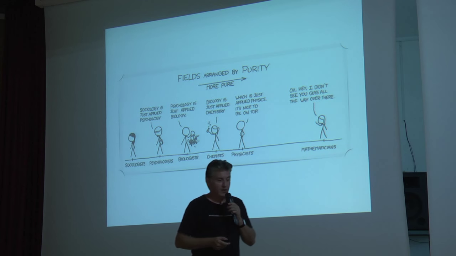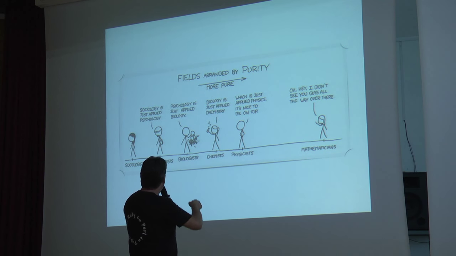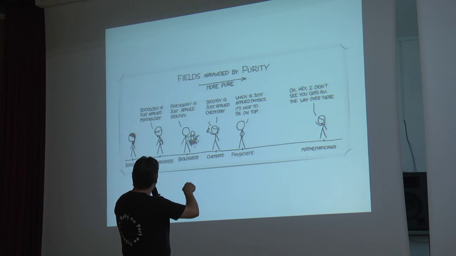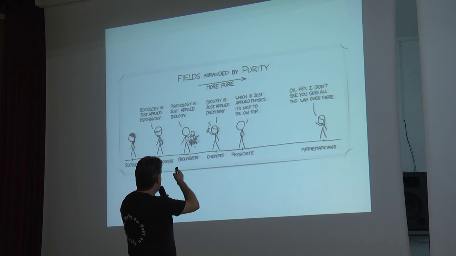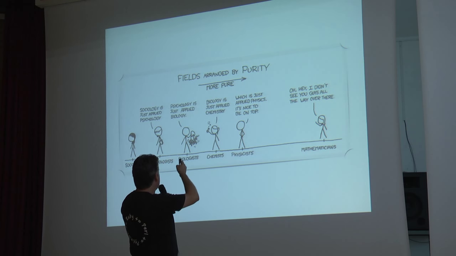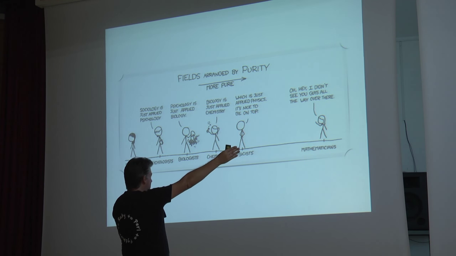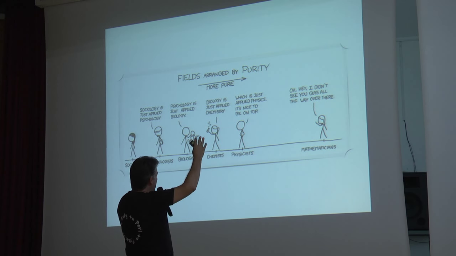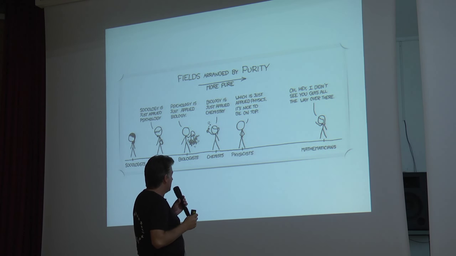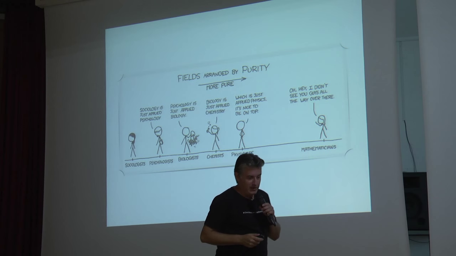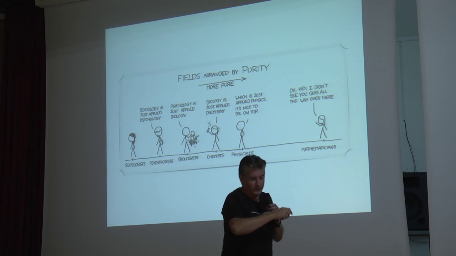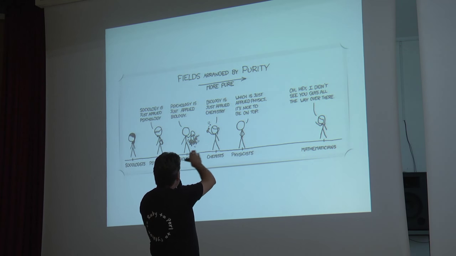This is a strip that I love, where sociology is just applied psychology, psychology is just applied biology, and then the chemists say that biology is just applied chemistry, which the physicists believe is just applied physics. And then you see this gap, there's the mathematician saying, oh, hey, I didn't see you guys all the way over there. So that's the fields arranged by purity.